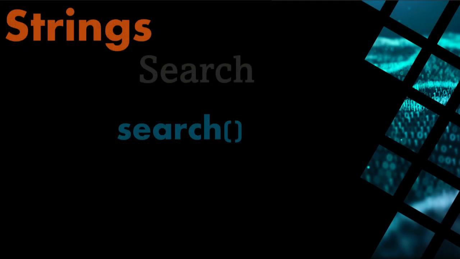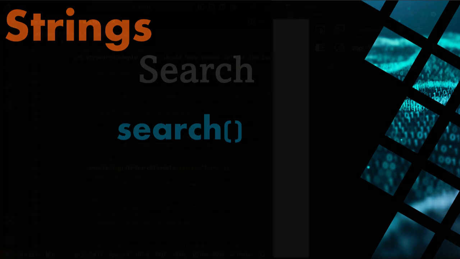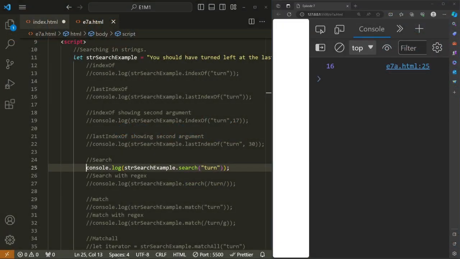Dope. Next up, we have the search method. This will initially look very similar to indexOf, but I'll explain the difference shortly. First up, the string search example.search for turn. Interesting. It also provides us with the index of 16, exactly like indexOf. However, there are two main differences. One, search cannot take a second argument for the starting position, and two, search has one big advantage over indexOf, and that is regular expressions.